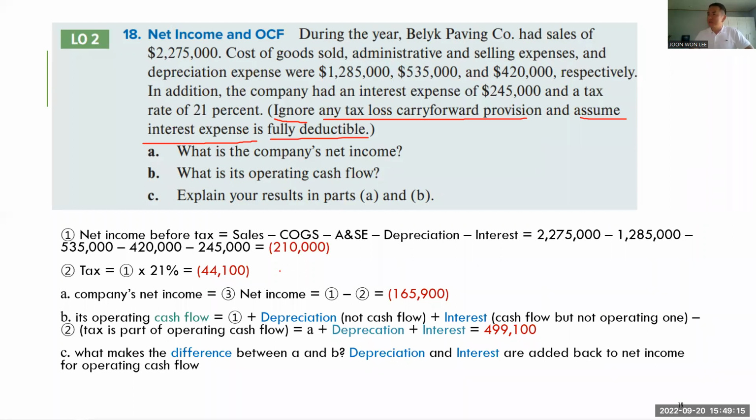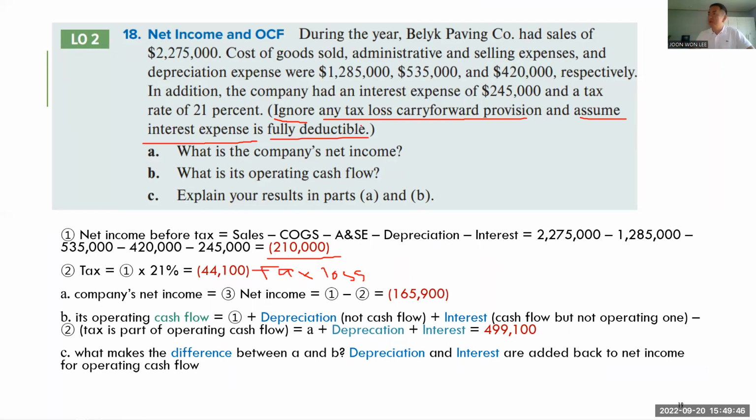So here, if you deduct the cost of goods, administrative expenses, depreciation, and interest, you have a minus, a negative net income, right? Actually, net loss. But if you multiply the net loss by 21%, then you're going to have a tax loss, right?